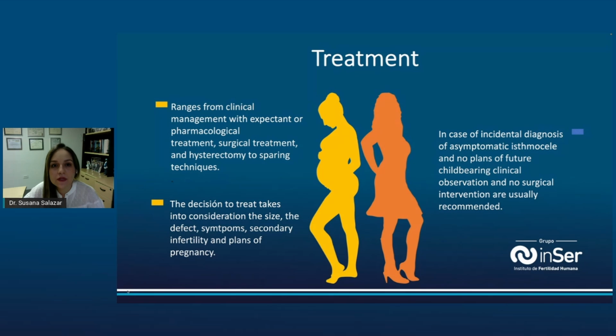The treatment of isthmocele ranges from clinical management with expectant or pharmacological treatment, to surgical treatment, and from hysterectomy to sparing techniques, including hysteroscopy, laparoscopy, laparotomic, or transvaginal procedures limited to the defect site. The decision to treat takes into consideration the size of the defect, symptoms, secondary infertility, and plans of pregnancy. In case of incidental diagnosis of an asymptomatic niche and no plans of future childbearing, clinical observation and no surgical intervention are usually recommended.